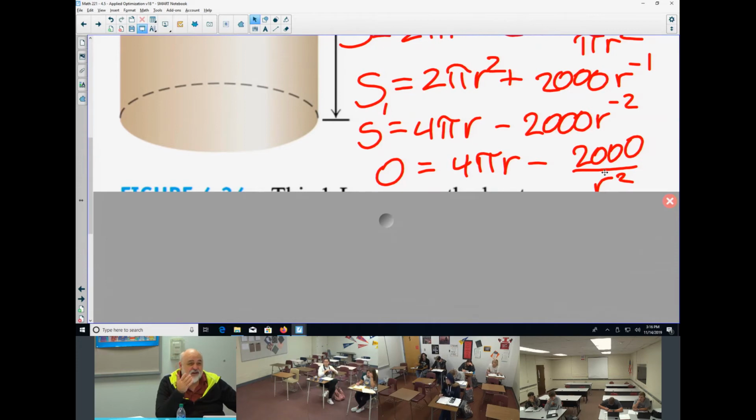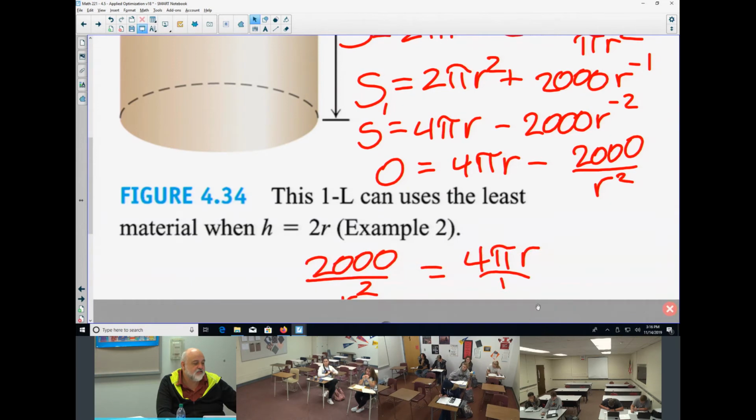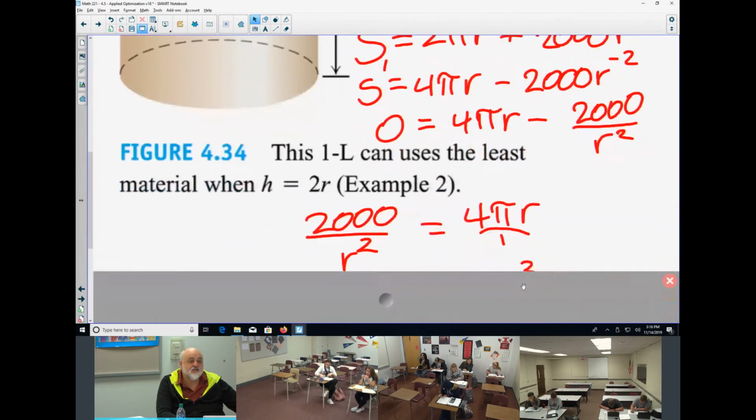But I never like multiplying variables by 0. Okay. So what I would recommend you do is move this 2,000 over r squared over to the other side. And then think of it as like a proportion. So you could do the same thing. You've already just multiplied by 4, or divided by 4. But go ahead now and cross multiply and then solve for r.